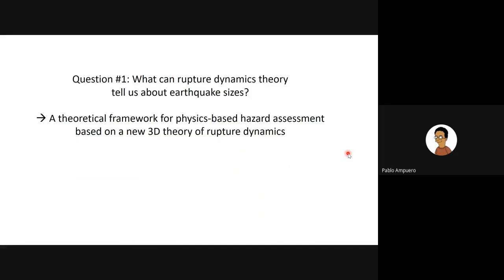So in summary for this first question, what can rupture dynamics theory tell us about earthquake sizes? We have come up with this theoretical framework that can help contribute to physics-based hazard assessment.